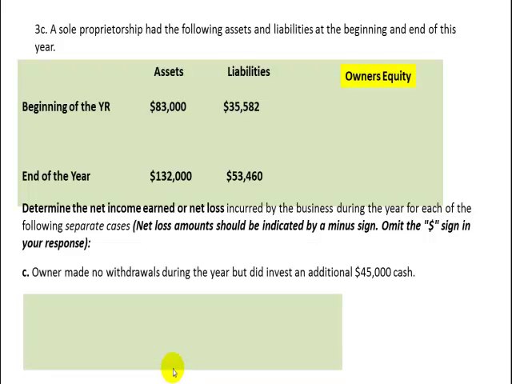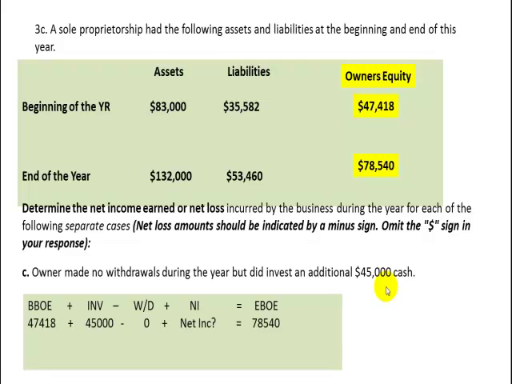Part C, same information, except this time the owner made no withdrawals during the year, but made an investment of $45,000. So plug in what we know. Beginning balance of owner's equity is $47,418. The owner did make an investment of $45,000, and made no withdrawals. We don't know what net income is, but we know that the ending balance of owner's equity, which is made up of all these pieces, is $78,540. Let's combine all the things on the left side, and we get $92,418 plus net income is equal to $78,450.